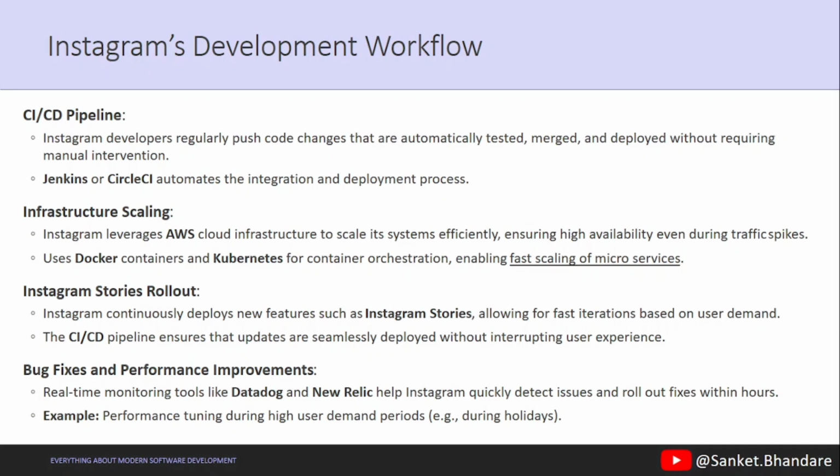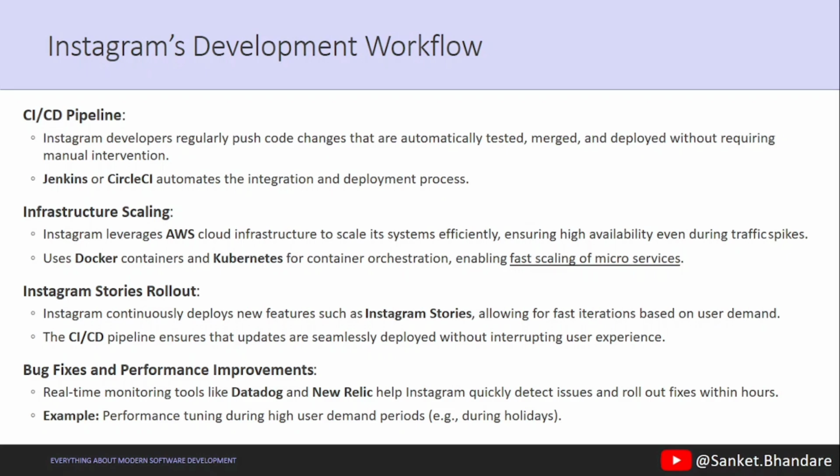First, the CI/CD pipeline used at Instagram. They make use of Jenkins or CircleCI in order to automate the integration and deployment process. Instagram developers regularly push code changes that are automatically tested, merged, and deployed without requiring any manual intervention. And as you all know, Instagram is used by millions of users, so automation is a must in order to manage the changes in the Instagram application.